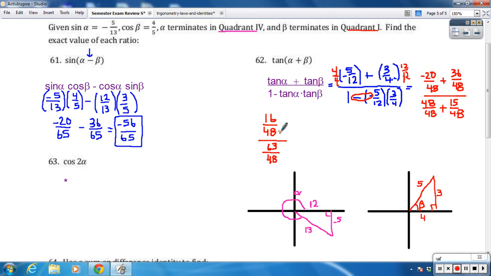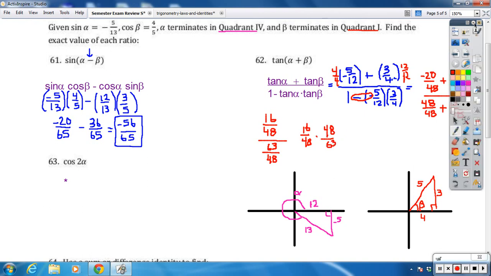Alright, so now to get my final answer, since I'm dividing by a fraction, I'm going to multiply by its reciprocal. So I have the numerator 16 over 48, and it's going to be times 48 over 63. And because I already had my two denominators matching, when I multiply by the reciprocal, those are going to cancel out, and I'm going to be left with 16 over 63. I always want to do a last second double check to make sure I have no common factors. Factors of 16 are going to be 4 and 4. Factors of 63 are going to be 7 and 9. So no common factors. So 16 over 63 is my final answer on that one.